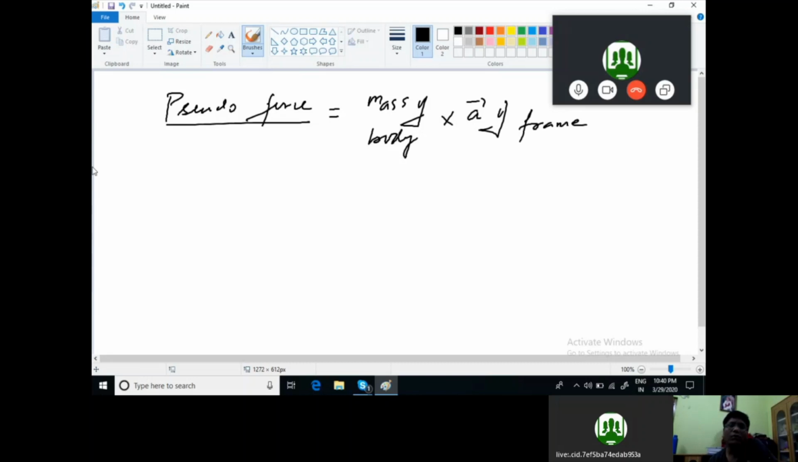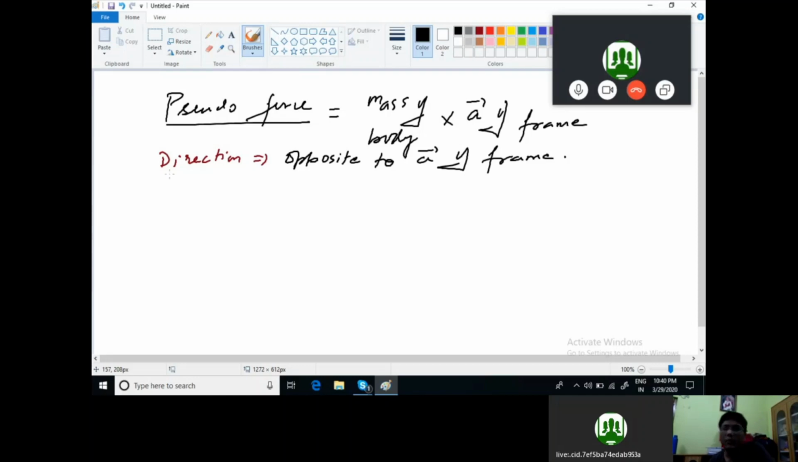This is the formula of the pseudo force, right? And what is the direction of the pseudo force? This is also very important. Direction. कि pseudo force की direction क्या होगी? So the answer is, the direction of pseudo force is always opposite to the acceleration of the frame. This is also very important.